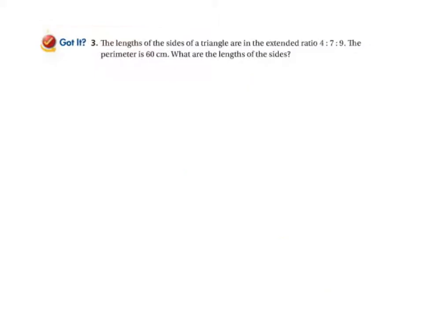All right, this one's for you to try. Can you do that same idea? Set it up. It looks like it's a triangle again, and they're giving me the perimeter. You try this on your own. Pause the video right now. Come back when you're done.